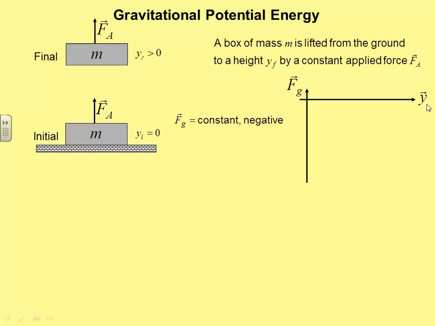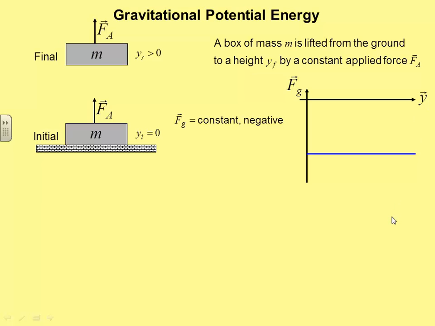Now notice the symbol I'm using here for height. As I did here, I'm using a y. Remember that y stands for vertical position. Some books will actually use a lowercase h for height, but I'm going to use the more technical y, so vertical position. Since the force of gravity is constant, on a graph of force of gravity versus height, that'll make it a horizontal line. Since it's negative, it'll be below the axis. So again, this represents a constant negative force of gravity as a function of height.